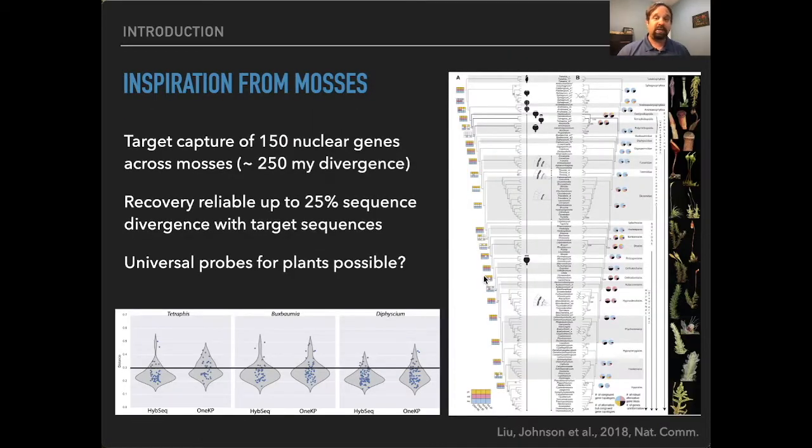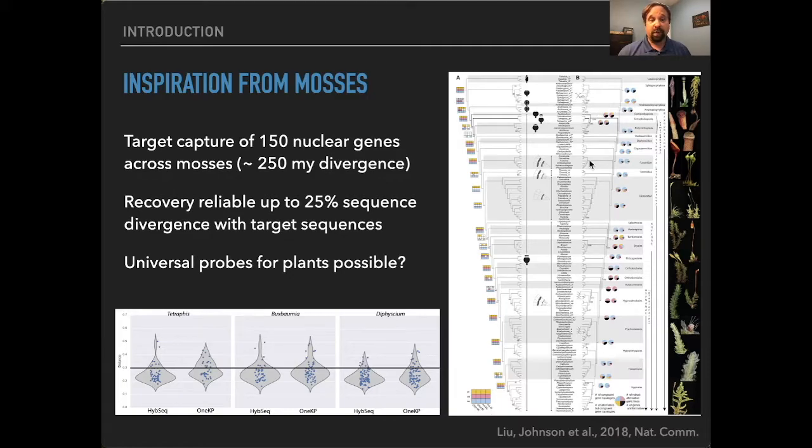We know that targeted sequencing works well across large phylogenetic breadths in plants. Many of you may be wondering how someone with the Twitter handle Moss Matters got involved with the development of tools for target enrichment in angiosperms. Well, I first worked on target capture in mosses, where we used probes targeting 150 nuclear genes to reconstruct an ordinal phylogeny of mosses seen here.